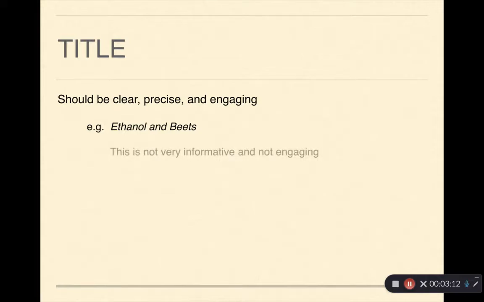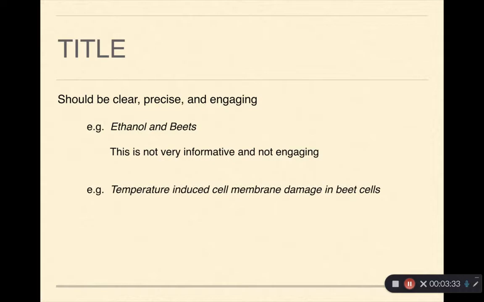So if you did an experiment on the effect of ethanol in beets, well, "ethanol in beets" as a title is not very informative. What are you really testing? If the beets get drunk? Well, I don't think so. Make sure that your title tells you more. So for example, "Temperature-induced cell membrane damage in beet cells." Okay, that tells you that you are going to be varying temperature and looking at how that may affect the cell membrane or the plasma membrane in the beet cells. Or "High temperatures damage beet cell membranes."